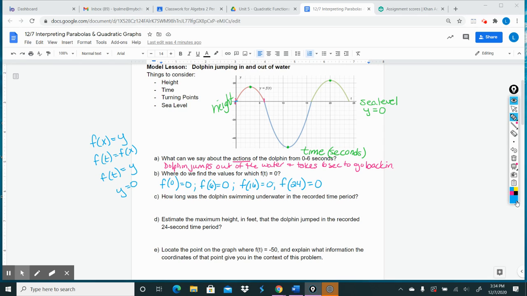Letter C, how long was the dolphin swimming underneath the water in the recorded time period? So this is just basically if you can interpret that the dolphin entered the water at this point at 6 seconds and then jumped back out of the water at 16 seconds. So 16 minus 6 is 10 seconds.